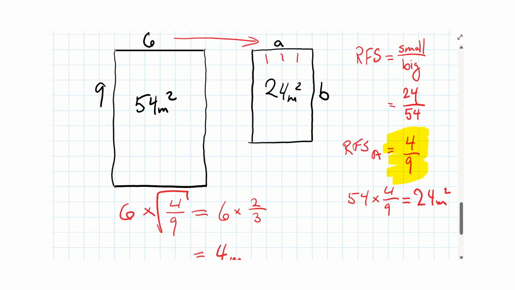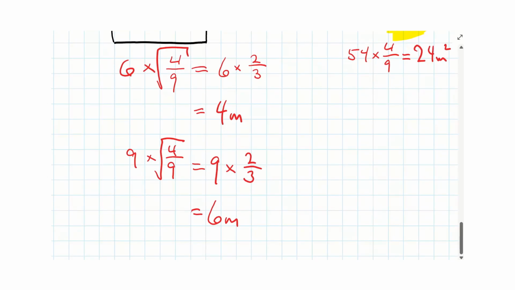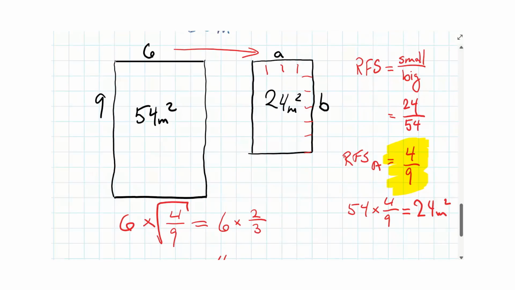And when I go back over to my scale drawing, I can see 1, 2, 3, 4, 5, 6. Indeed, it has gone to 6 meters. So we can see the proportional increase and decrease of a shape by doing this.